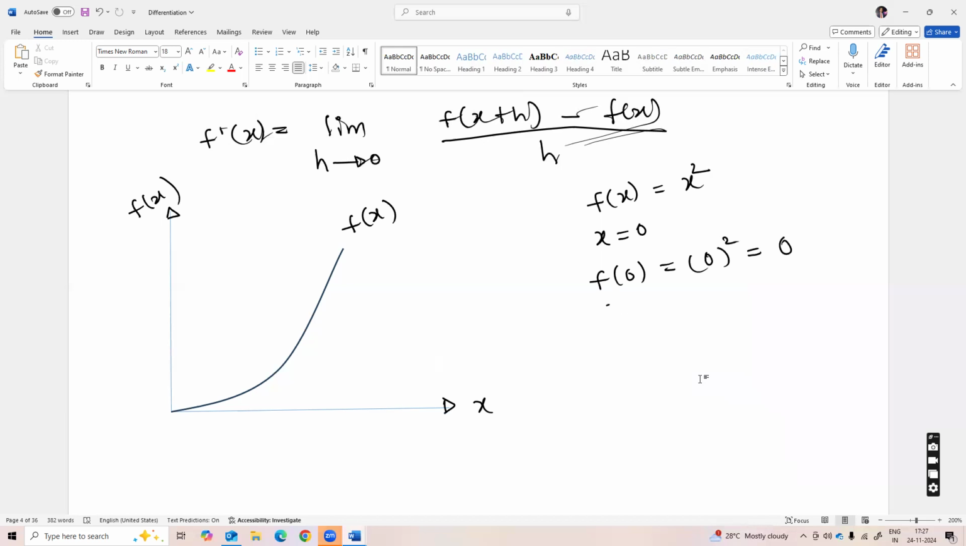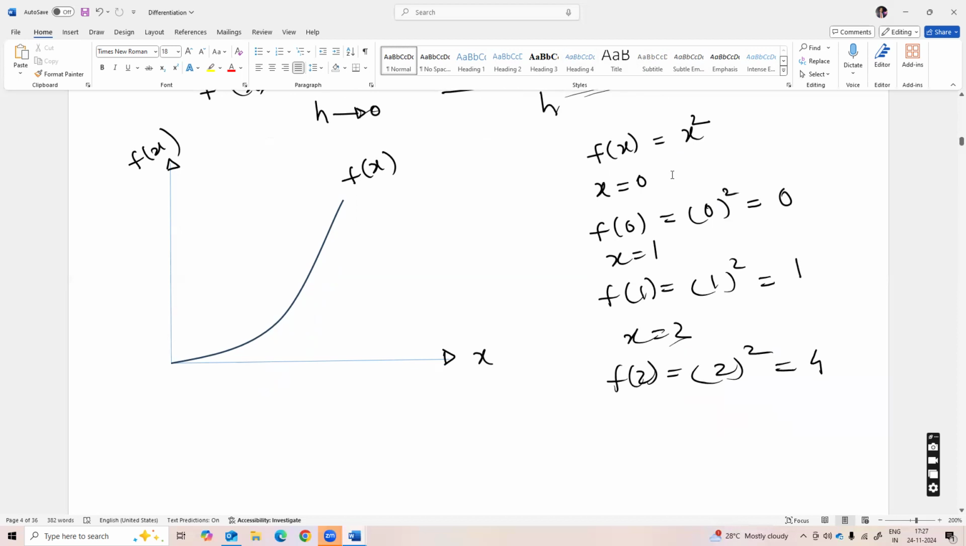When x is equal to 1, f of 1 is equal to 1 square and it is equal to 1. When x is equal to 2, f of 2 is equal to 2 square, that is 4. So for x equal to 0, you found the value of the function to be 0. When x equal to 1, the value of the function is 1. When x equal to 2, the function is equal to 4.